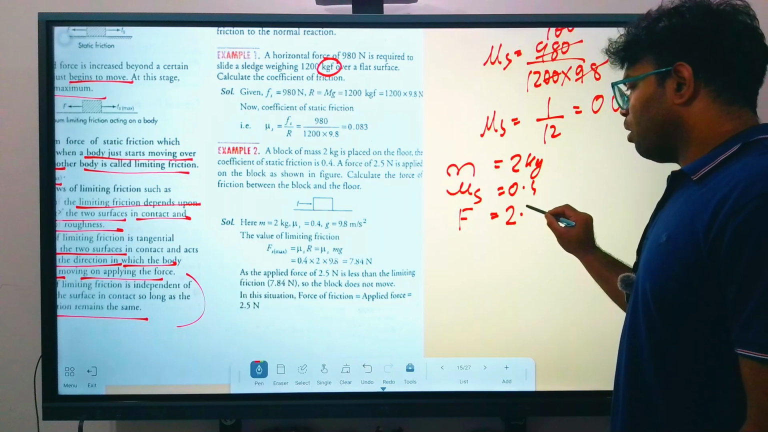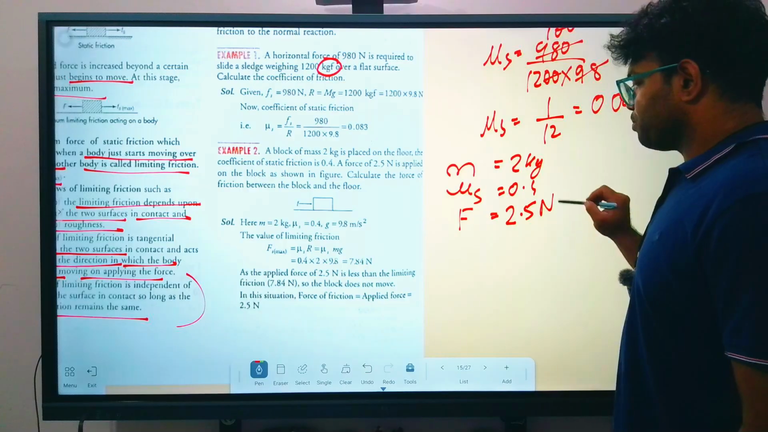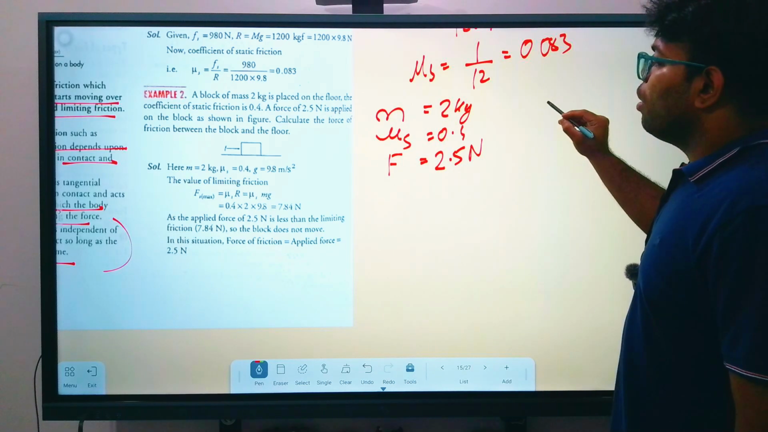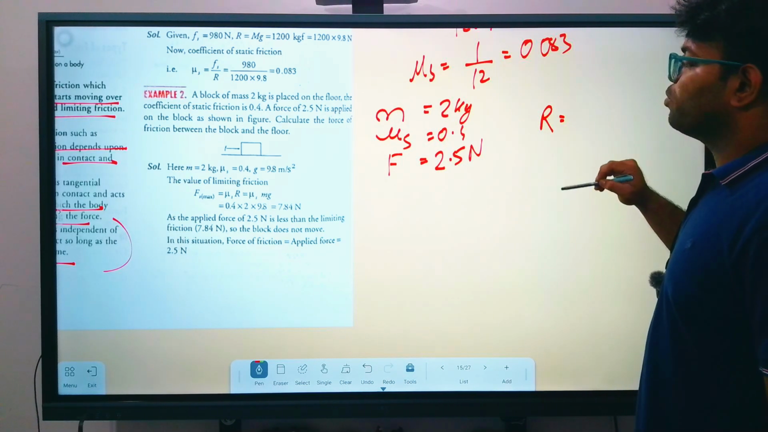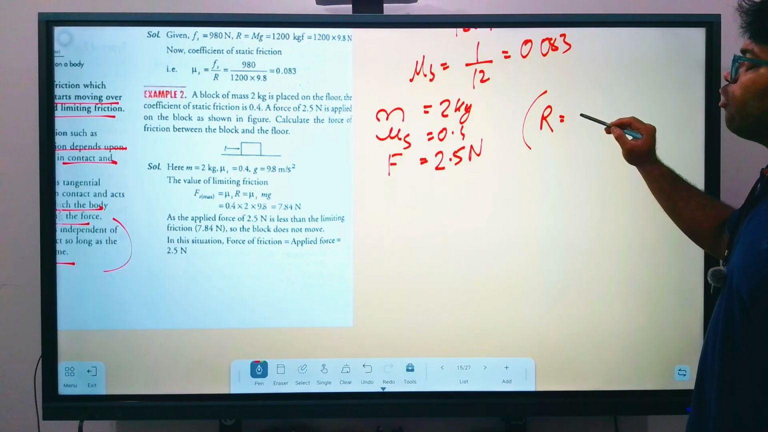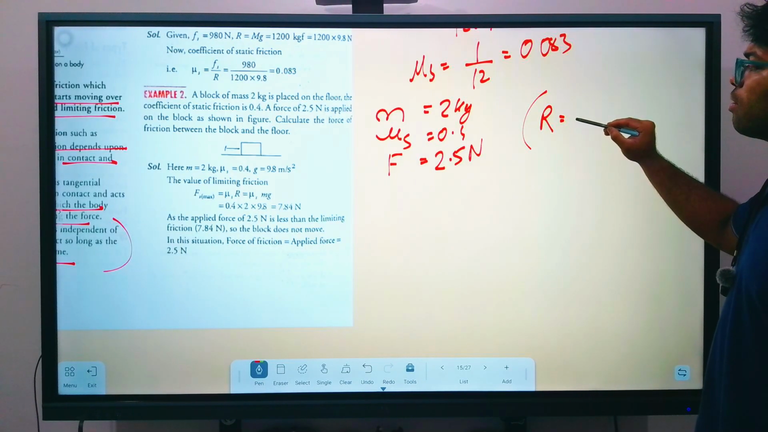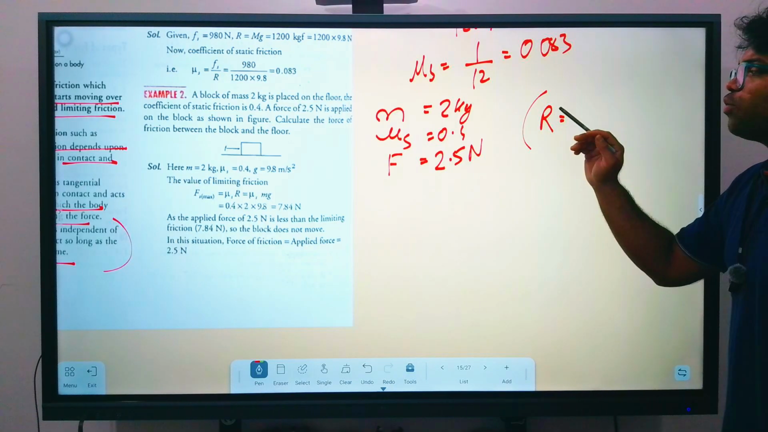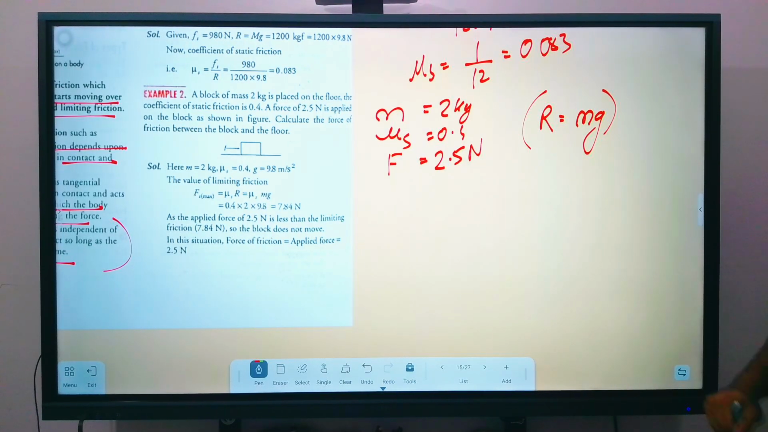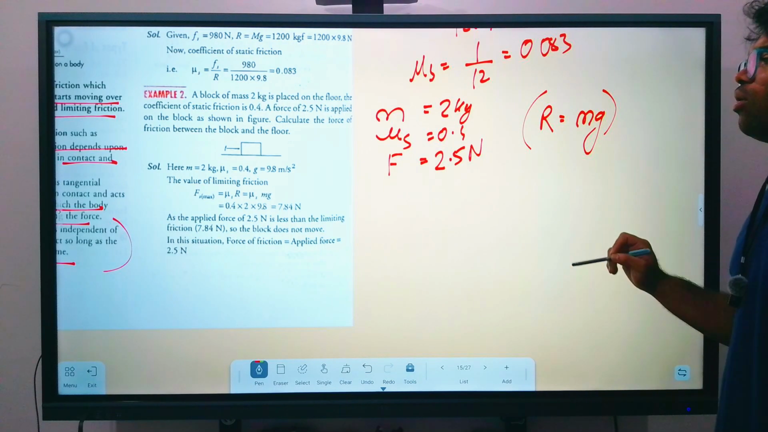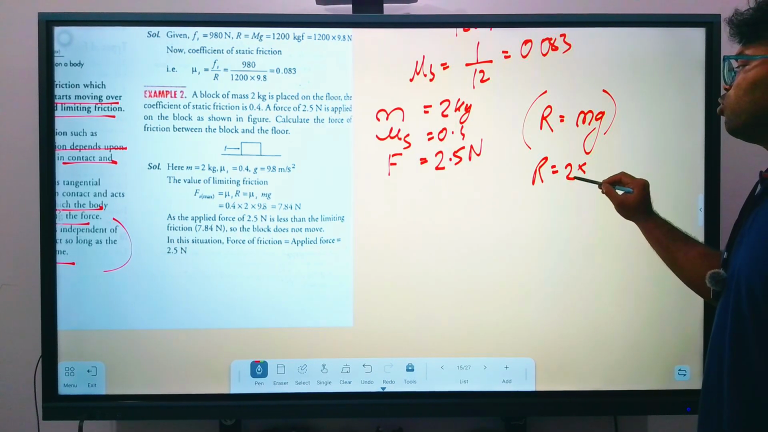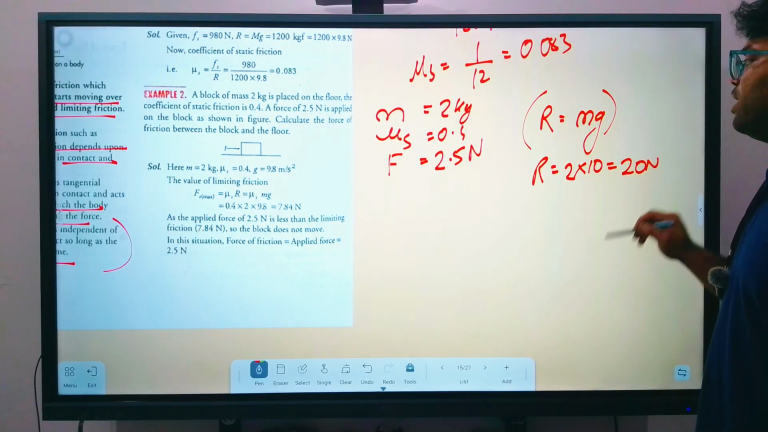Applied force is 2.5 newtons. Okay. Now, what should the normal reaction force be equal to? What is the formula? The normal reaction force is equal to mg. Okay. So I'm going to take the value of g as 10. So R becomes equal to 2 into 10, which is equal to 20 newtons.